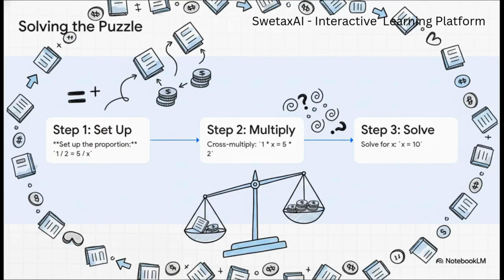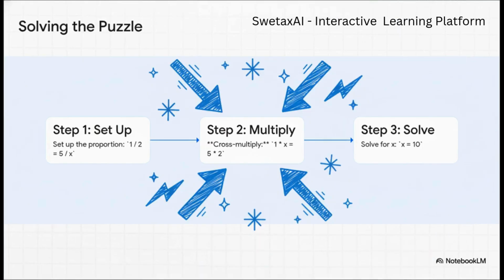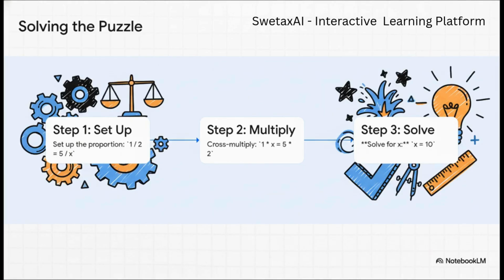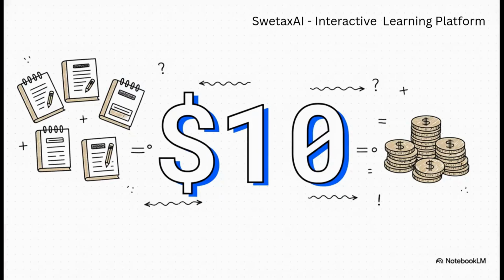Step 1. Set up your proportion. We've got notebooks over cost on both sides. Next up, we cross-multiply. You just multiply the numbers diagonally across that equal sign. And boom. A little quick math, and we solve for x. The answer is 10. So there it is. 5 notebooks are going to cost you $10.